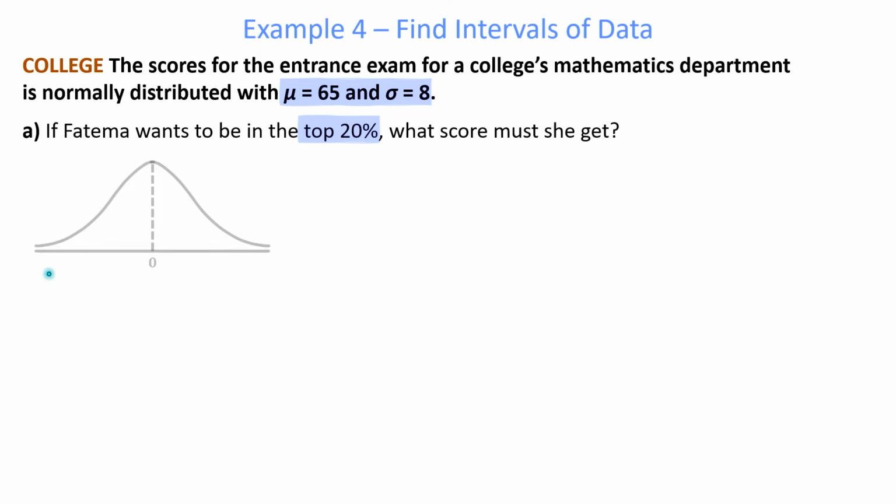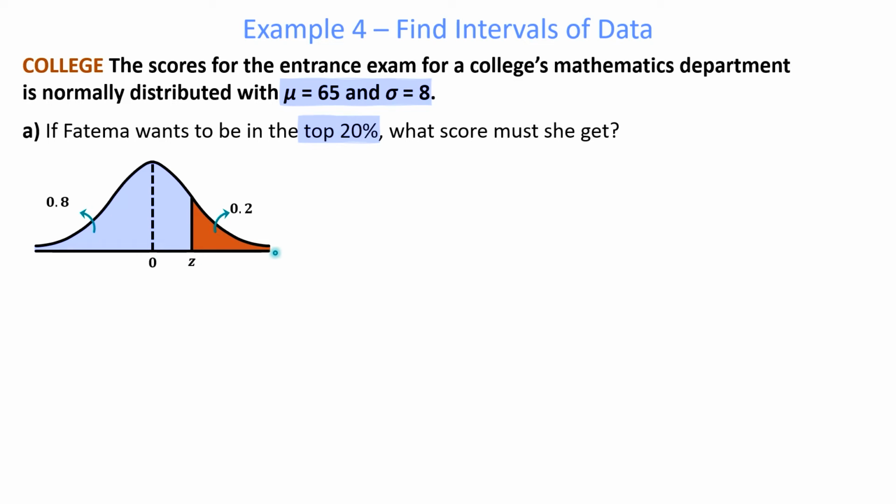I'll begin by drawing a standard normal distribution, which is centered at the mean 0. We want the top 20%, which is at the upper end of the normal distribution. So we want this area here, which is equal to 0.2 as a decimal. We want to use this value to find the corresponding Z value. However, to use the table of Z values, we want the area to the left of this Z value.